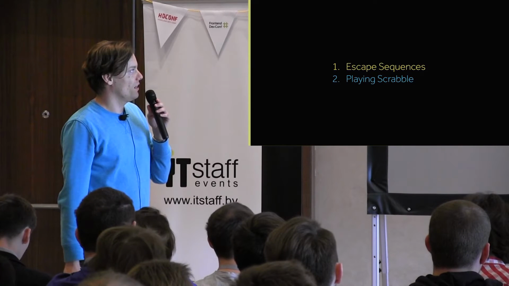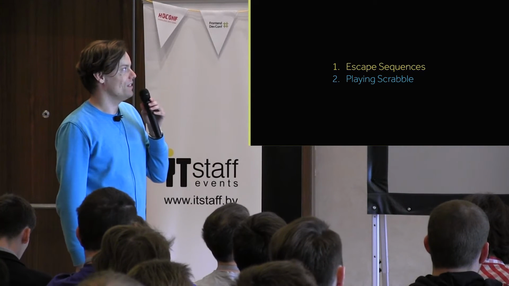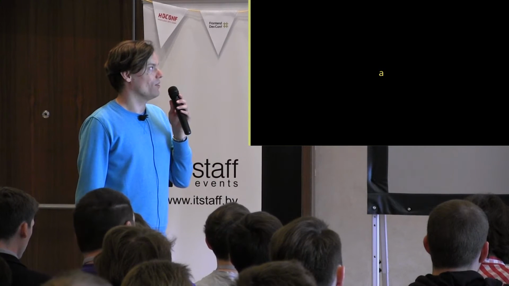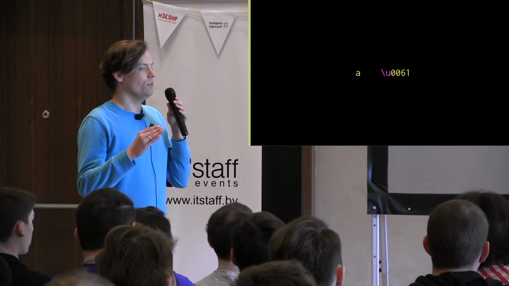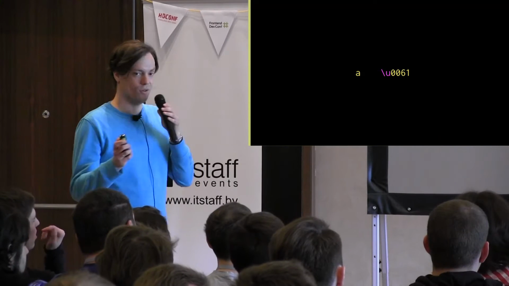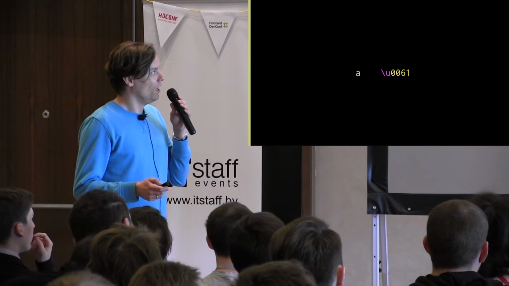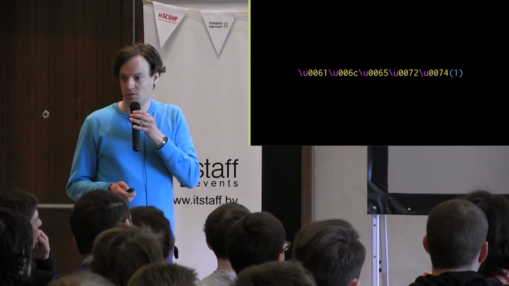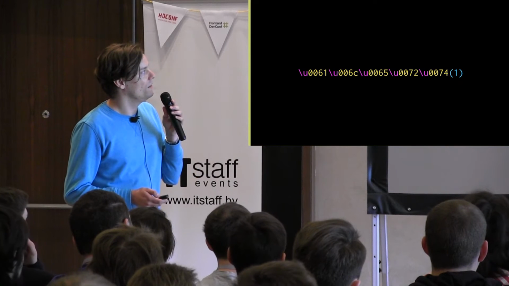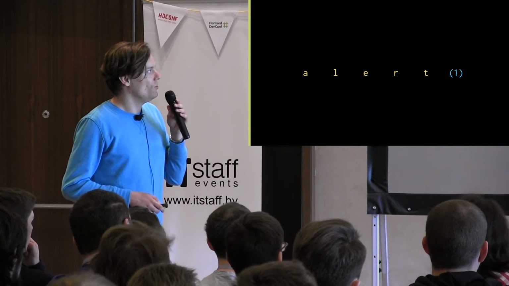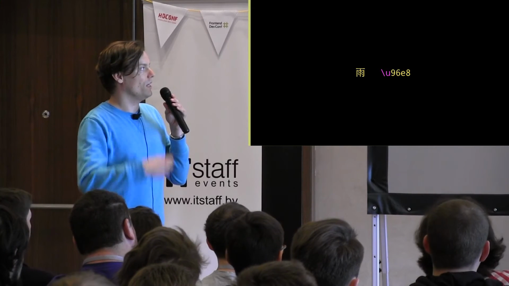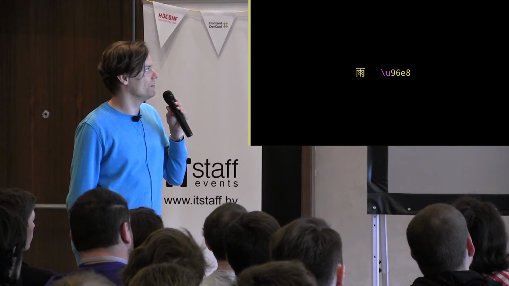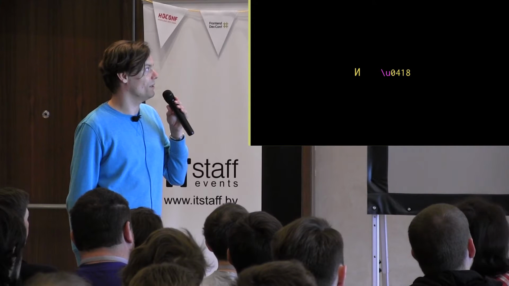One thing that we can do is using escape sequences. And one thing we can use is what I call playing Scrabble with escape sequences. If we have an A, we can also say backslash U to use this Unicode escaping and specify the Unicode behind it. So you can write, for example, this in JavaScript. And this matches alert one, so you don't need the exact characters. You can also apply this for higher level Unicode characters. For example, this is the symbol for rain in Chinese, and this is E in the Cyrillic alphabet.